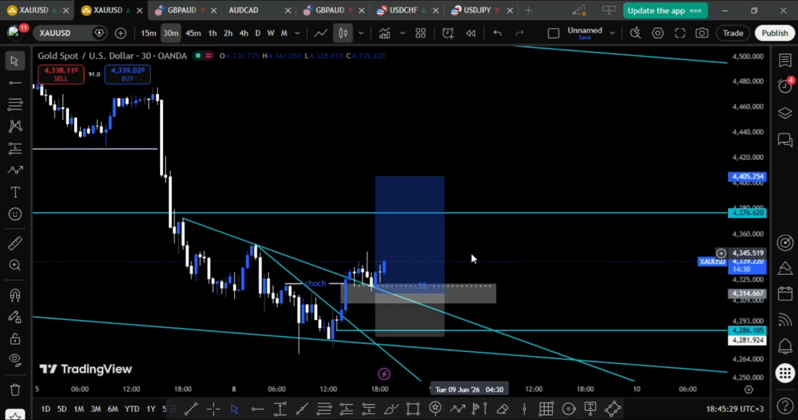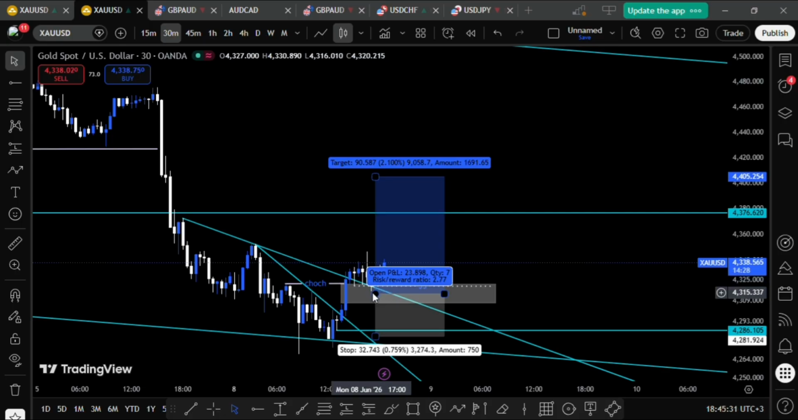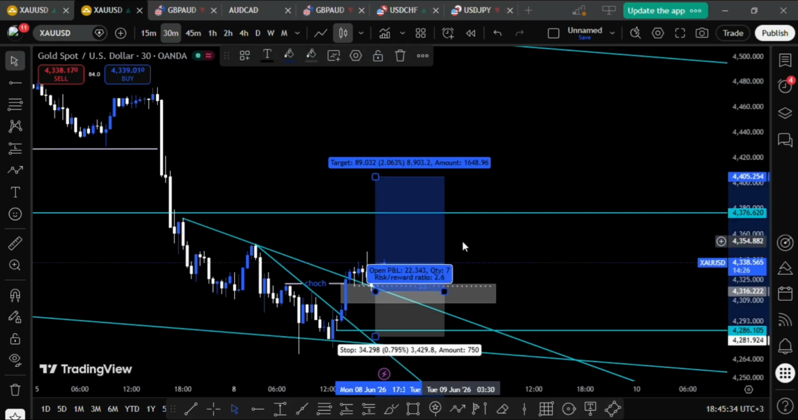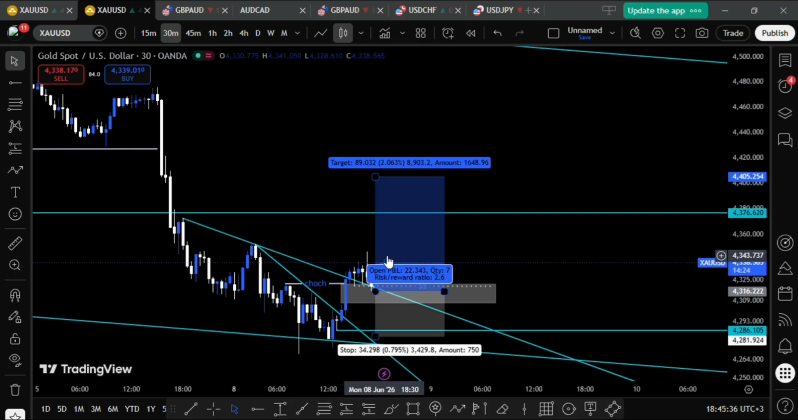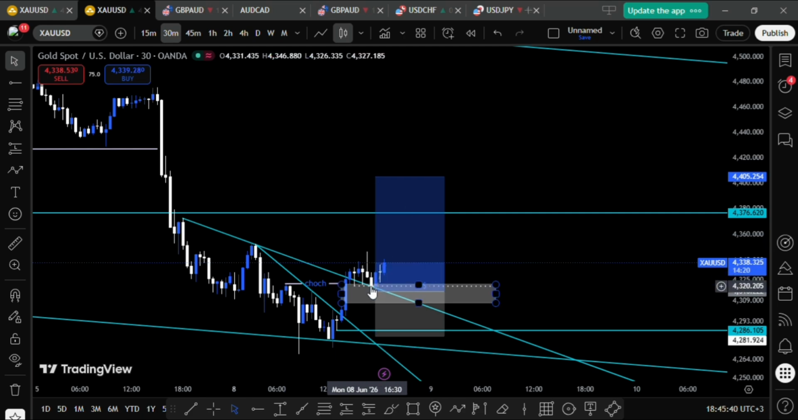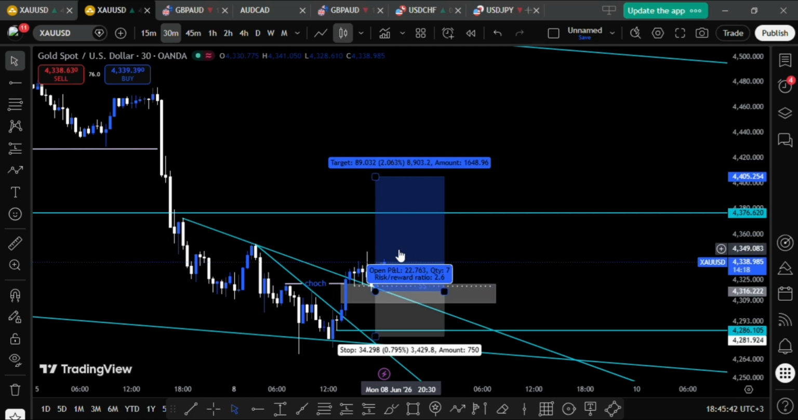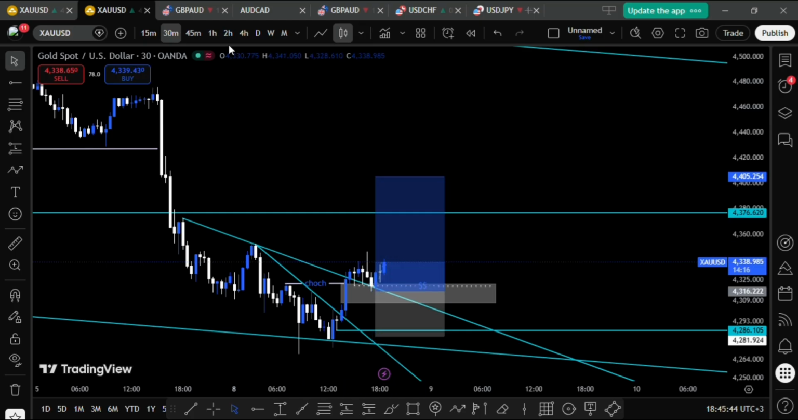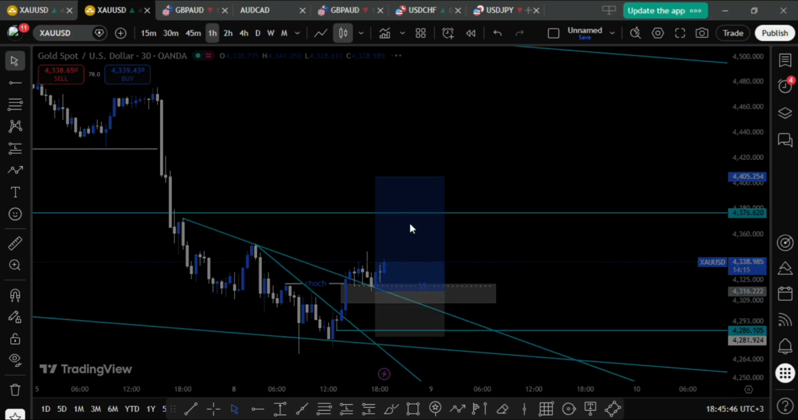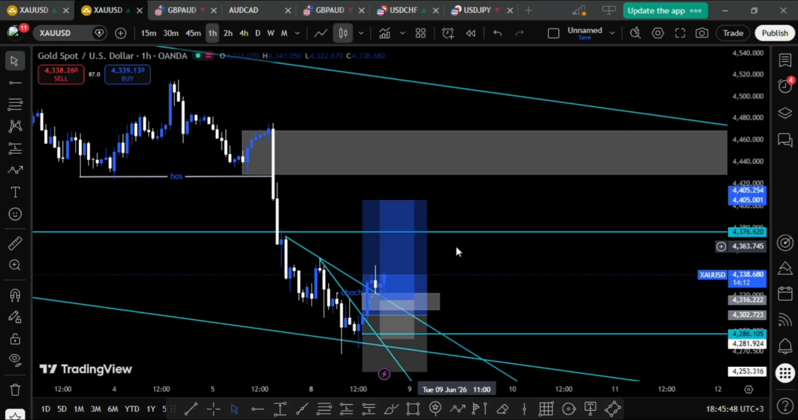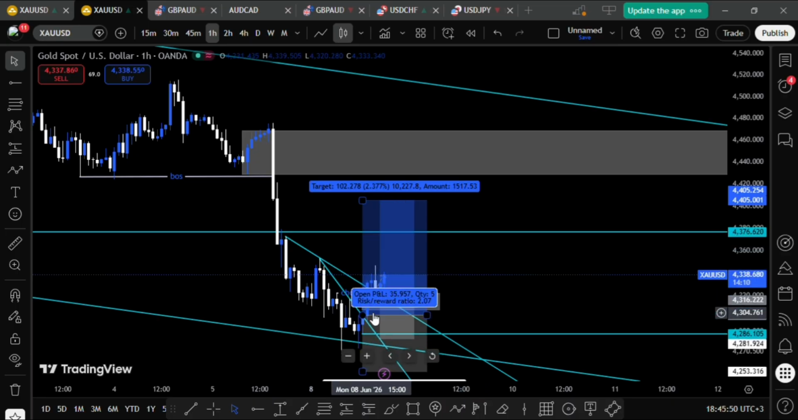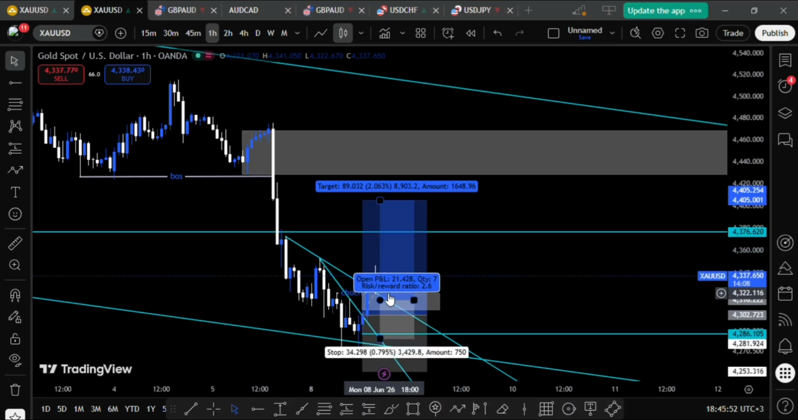I waited for price to sweep, and then took the entry, and now it is running there. And we also have this one. So I have two entries on gold: the one I took earlier, and then this one around 17 East African time.